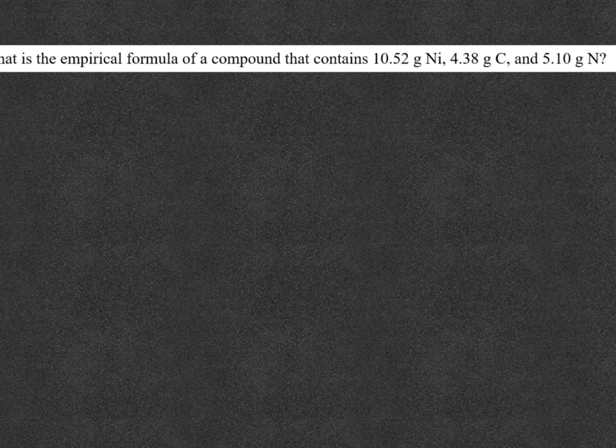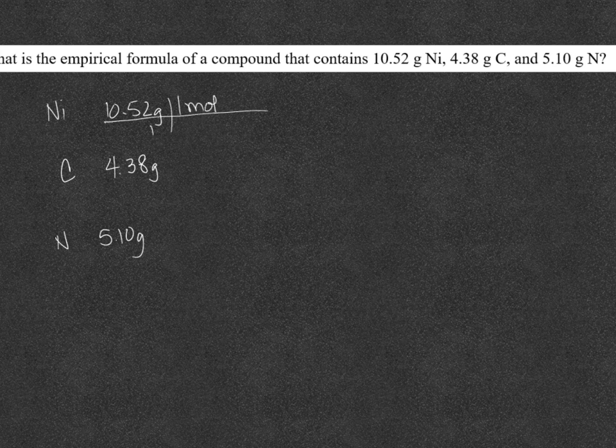Okay, in this problem, we're not given percentages. Instead, we are given just masses. In that case, you use the masses as given. So we have nickel, we have carbon, we have nitrogen. So I have 10.52 grams of nickel, 4.38 grams of carbon, and 5.10 grams of nitrogen. Then I need to convert to moles. That's the second step. So 1 mole, nickel is 58.69. I get that from the periodic table. And I get 0.1792 moles.